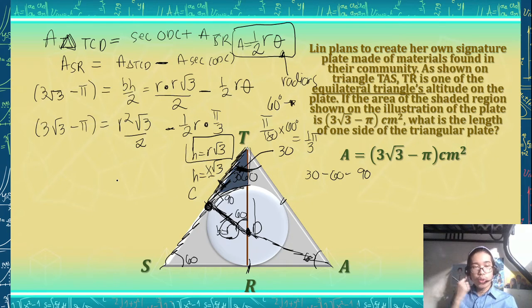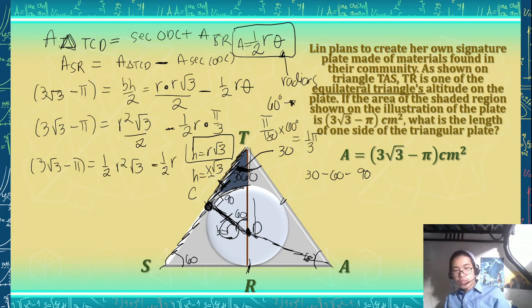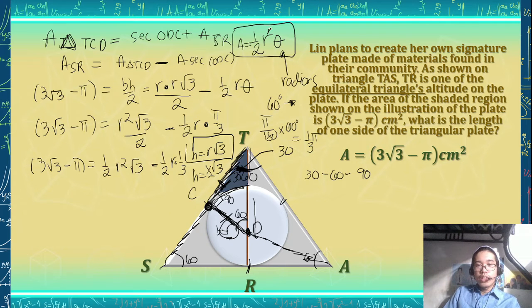Okay, so therefore our formula is complete. So let's try to simplify it. So this is going to give us 3 square root of 3 minus pi is equal to 1/2 r squared square root of 3 times 1/3. In our radians value here should have a squared. The formula for finding the area of a sector should be r squared theta. So therefore this should be r squared, and this should be squared as well.